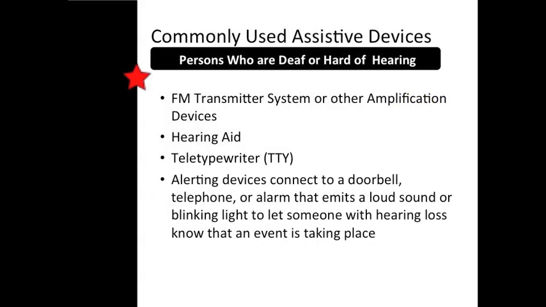Commonly used assistive devices. People who are deaf or hard of hearing may use an FM transmitter system or other amplification devices, a hearing aid, which makes sounds louder and clearer, a teletypewriter, known as TTY, where the person types their message on the TTY keyboard and messages are sent using telephone lines to someone who has a TTY, or to an operator, like Bell Relay Service, who passes the message to someone who doesn't have a TTY. They may also use alerting devices that connect to a doorbell, telephone, or alarm that emits a loud sound or blinking light to let someone with a hearing loss know that an event is taking place.